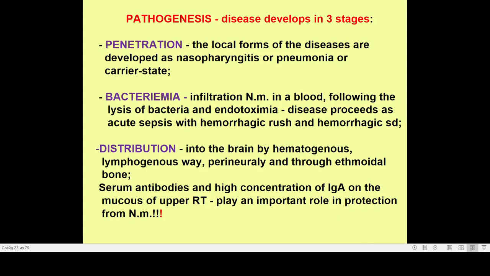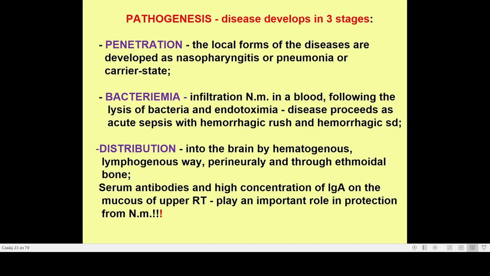Pathogenesis of meningococcal infection is subdivided into three stages. First stage, penetration. This stage may be described as local forms of disease, where there may be suspicion of nasopharyngitis or pneumonia or carrier state. In some people, not at all. For most people, the process may be finished with the local form.